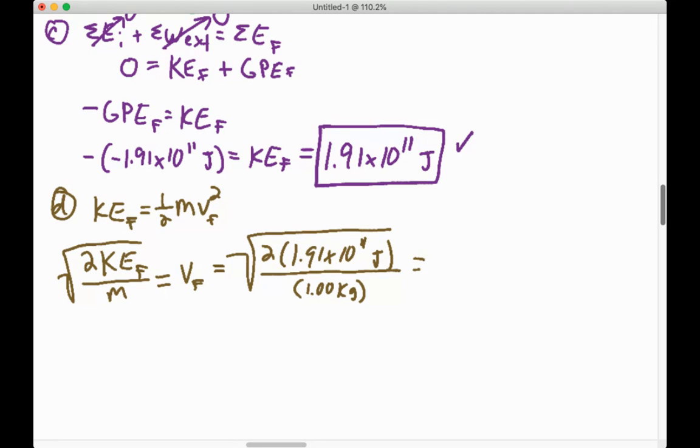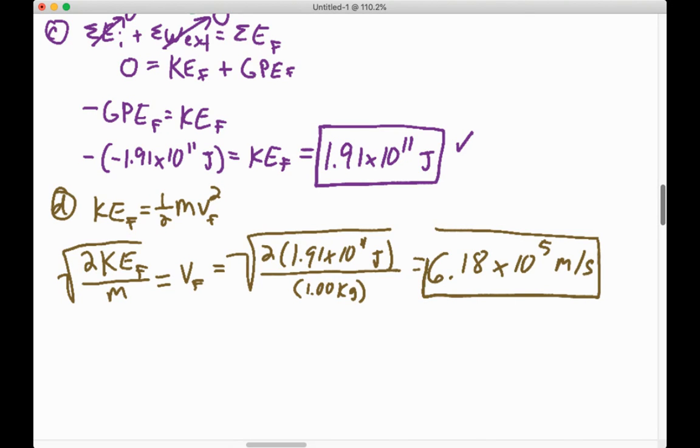So you do all that in the calculator. You have to do 2 times this number divided by this number, and then hit enter and get the whole thing. And then you take the square root of that. And when you take the square root of that, you should get something like 6.18 times 10 to the 5th meters per second. So put a box around it, do a step: does this make sense? We solved for the right thing, we gave it the right units, and we got a big number.